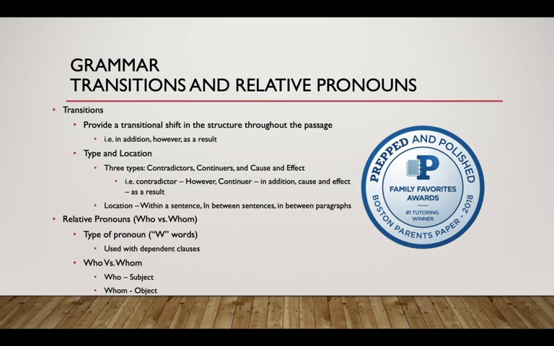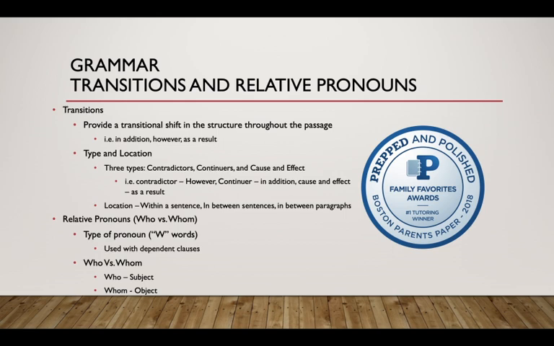Now, what are relative pronouns? Well, there's some type of pronoun. And when we talked last week, we talked about how pronouns are used to replace nouns. These are the same. Ironically, a lot of types of relative pronouns are considered what we call W words, and they're typically used with dependent clauses or sometimes essential or non-essential clauses.